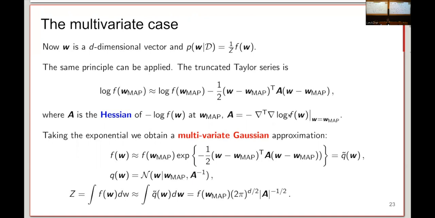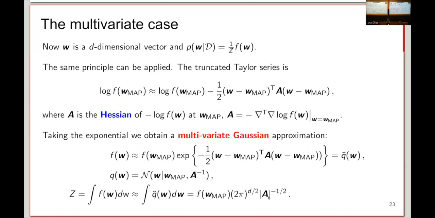So it's exactly the same thing. And now we have a multivariate quadratic function. You can take the exponential of that, and that's going to be a multivariate Gaussian. And the normalization constant of this is going to depend on the determinant of our covariance matrix.